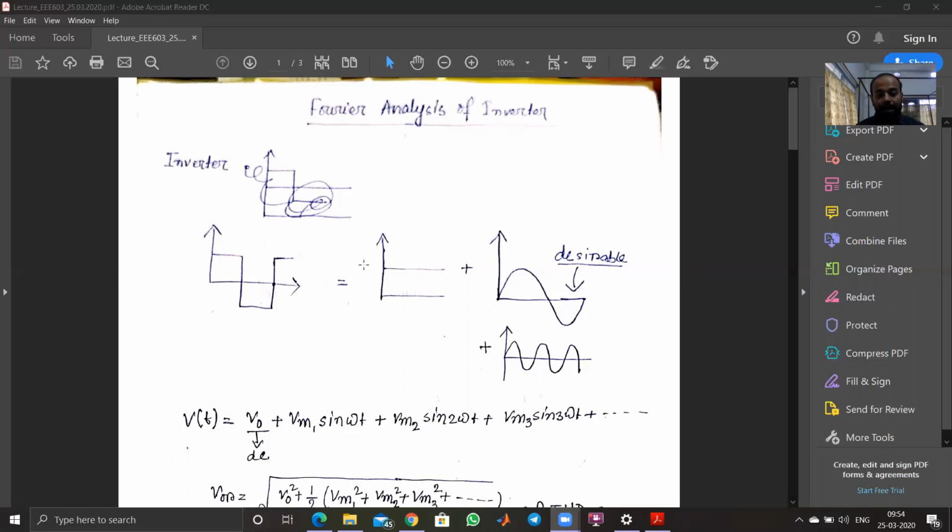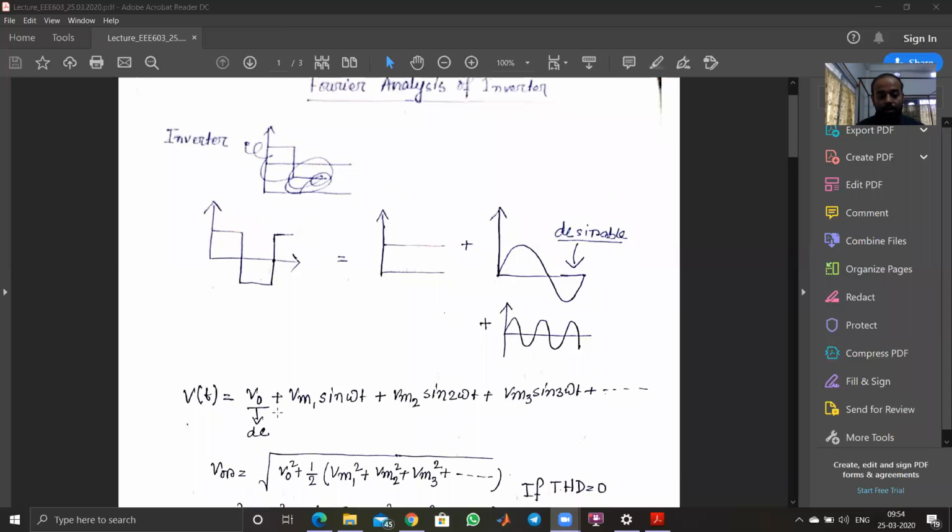If we analyze this waveform, we'll find that this is the DC part of the waveform. This is the fundamental, and then it comprises different harmonics. Among these, this one is the desirable waveform, that means we want the output close to this type of waveform, and these other components are undesirable.